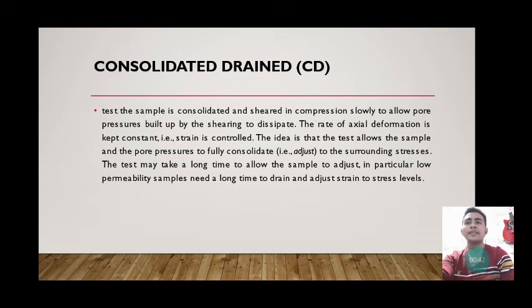In the consolidated drained or CD test, the sample is consolidated and the shear is compressed slowly to allow pore pressure built up by the shearing to dissipate. The rate of actual deformation is kept constant; strain is controlled. The idea is that the test allows the sample and the pore pressure to fully consolidate to the surrounding stresses. The test may take a long time to allow the sample to adjust. In particular, a low permeability sample needs a long time to drain and adjust strain to stress levels.